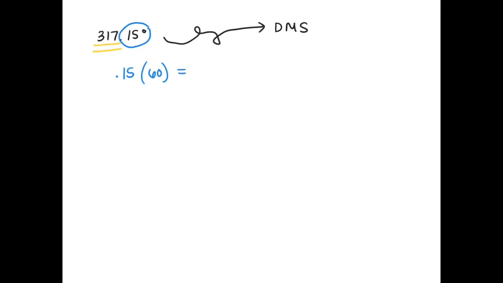Okay? When I do this, that is going to give me 9. So then that's going to be my minutes. So I just added on to the 317. So I'm going to have 317 degrees, 9 minutes.